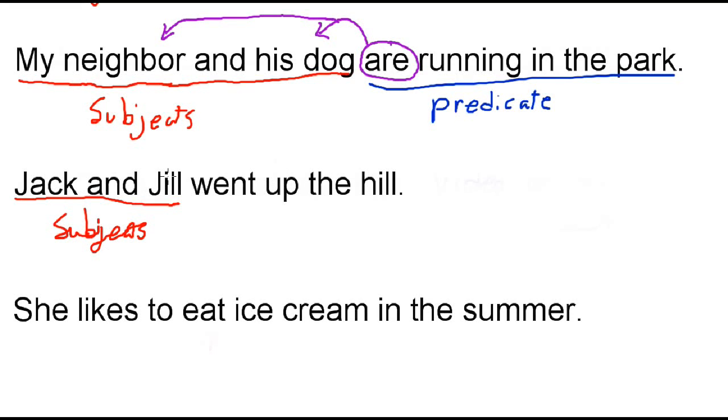Subjects, correct? They are the subjects in the sentence. And went up the hill, well, that's talking about Jack and Jill. And that is the predicate in this sentence. The predicate: Jack and Jill went up the hill.